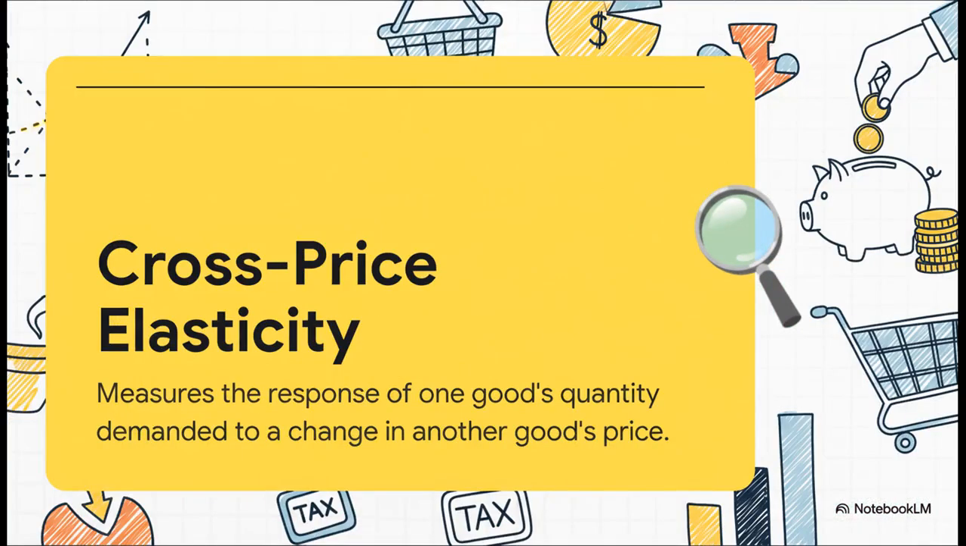And cross-price elasticity is really fascinating. It shows us how two different goods are related to each other. So if the price of coffee goes up and you see people start buying more tea, well, those two are substitutes. Or if the price of cars goes down and people start buying more gasoline, those two are complements. This is absolutely critical for any business trying to figure out its competition.